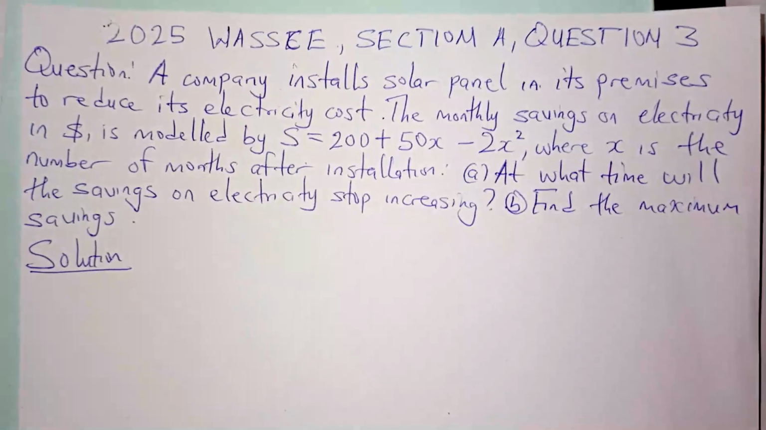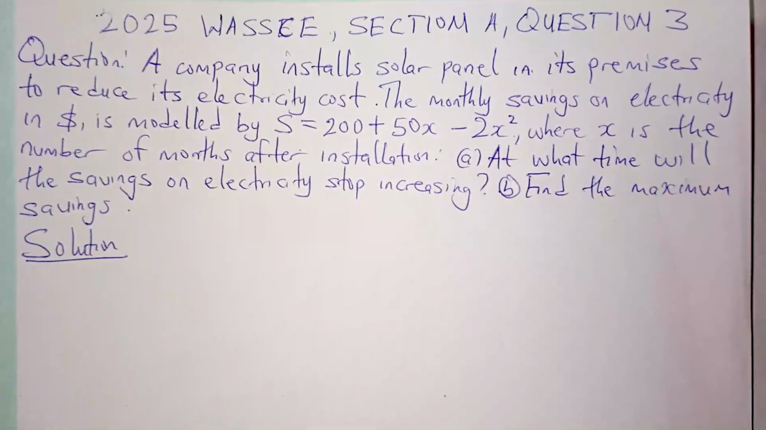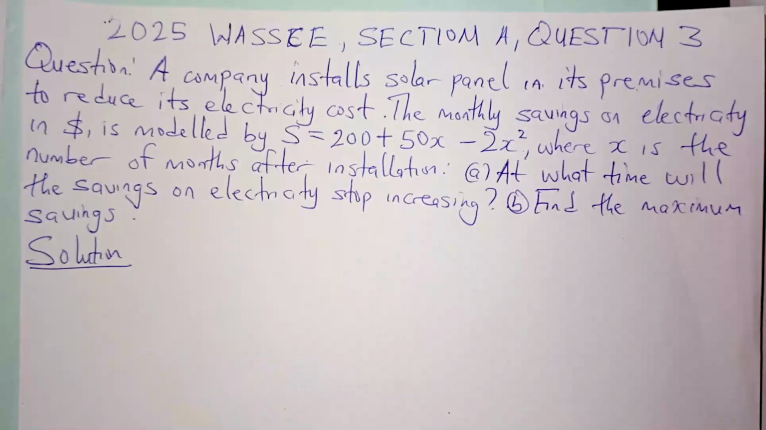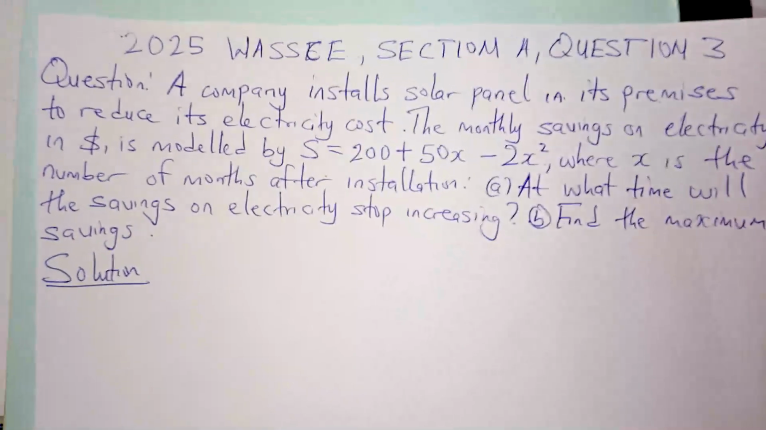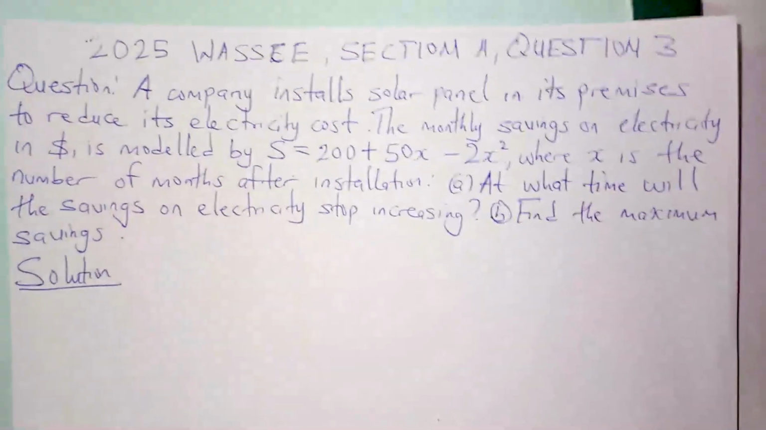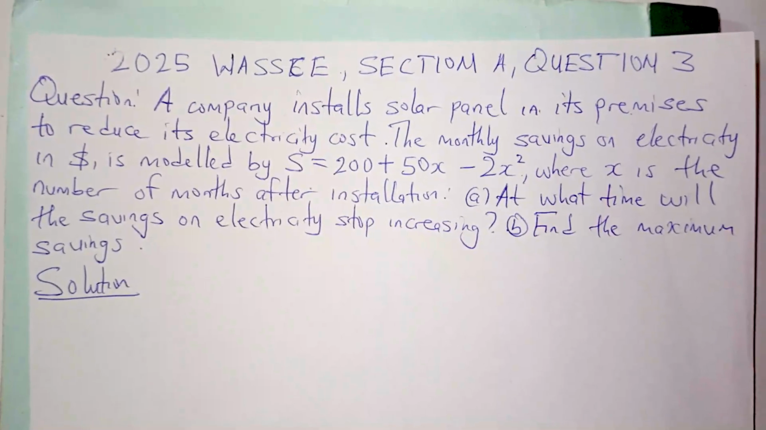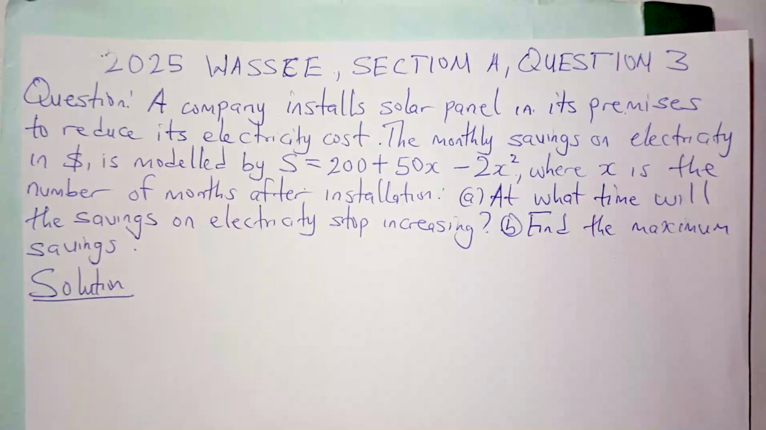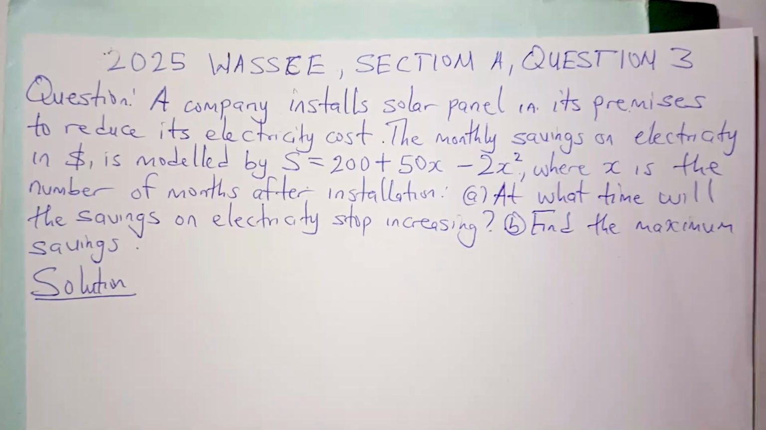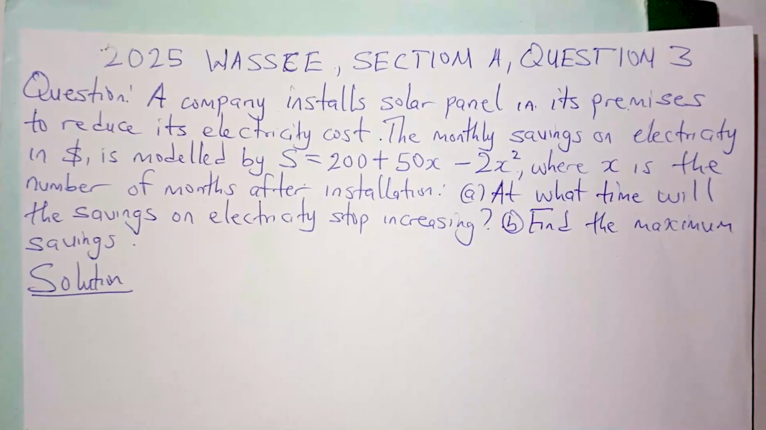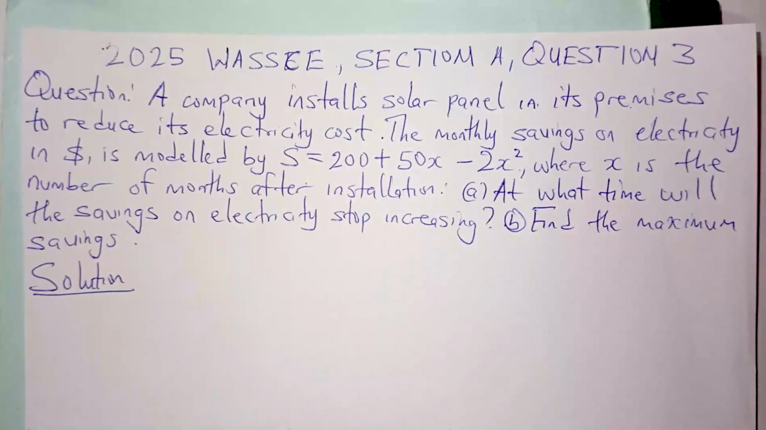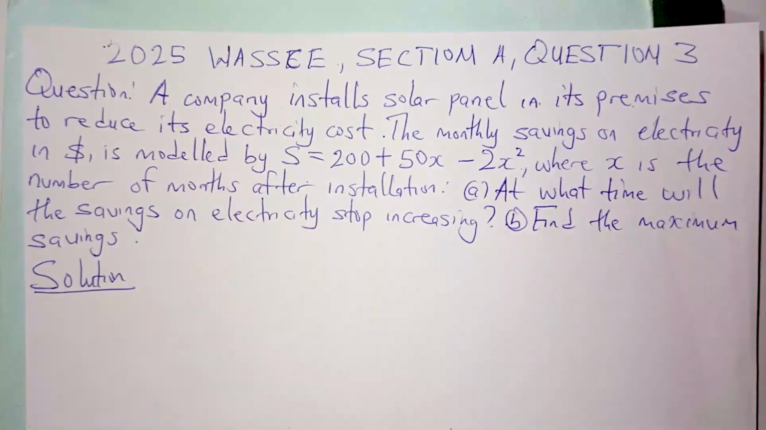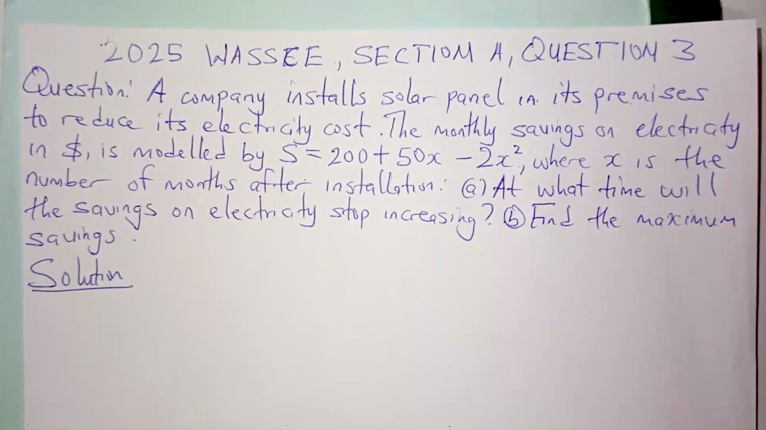In the previous videos, we considered the solutions to questions 1 and 2, and here we'll be taking on the third question, where we are told that a company installs solar panels in its premises to reduce its electricity costs, and the monthly savings on electricity in dollars is modeled by the relation S equals 200 plus 50x minus 2x squared. X is said to be the number of months after installation.